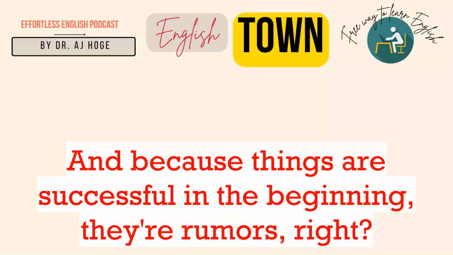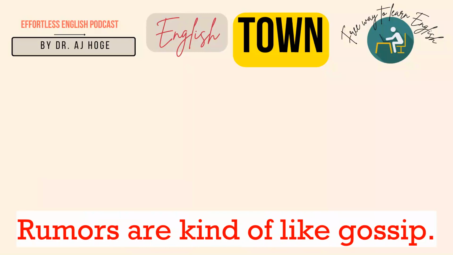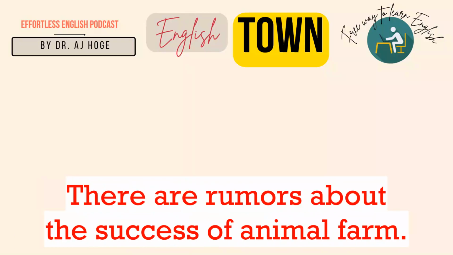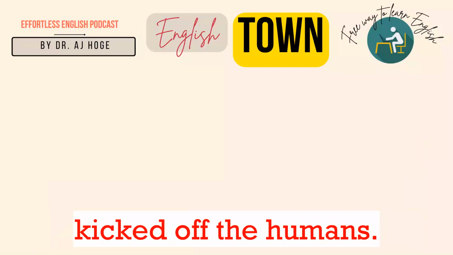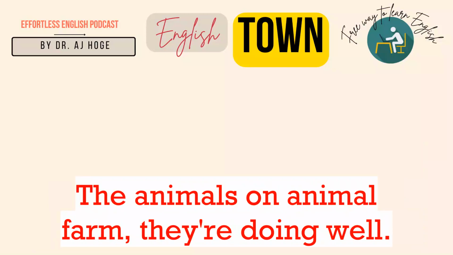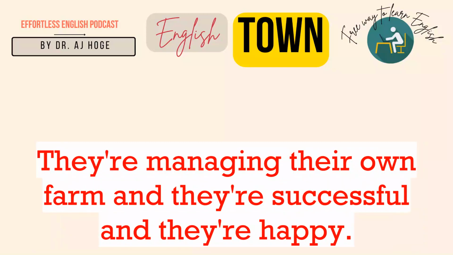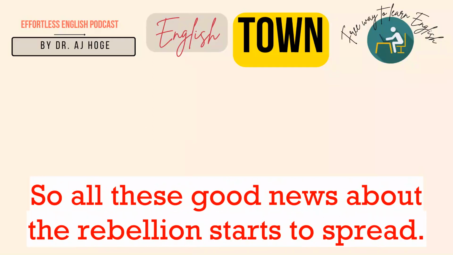And because things are successful in the beginning, there are rumors, right? Rumors are kind of like gossip. There are rumors about the success of Animal Farm. So other animals on different farms start to hear, the animals on Animal Farm, they kicked off the humans. The animals on Animal Farm, they're doing well. They're managing their own farm, and they're successful, and they're happy. So all the good news about the rebellion starts to spread.